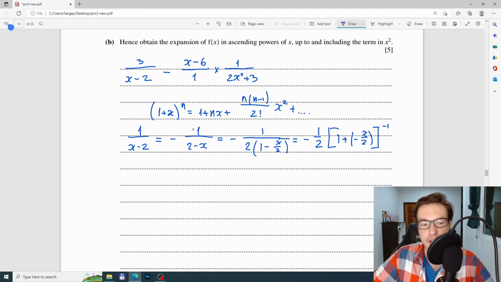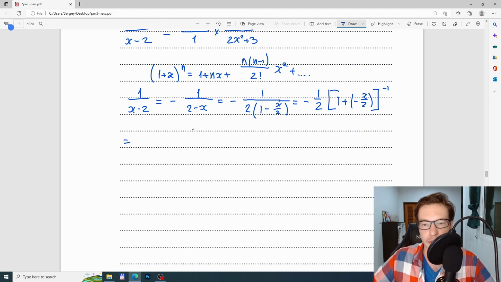Okay, so now we've reached the form where we can use the formula, and we're going to get minus 1 over 2 times 1 minus 1 times minus x over 2 plus n times n minus 1 will give us minus 1 times minus 2 over 2 factorial, which is 2, times x squared, which in this case is going to be x squared over 4. And we don't have to use the formula any further, because we're only looking for the terms up to x squared.